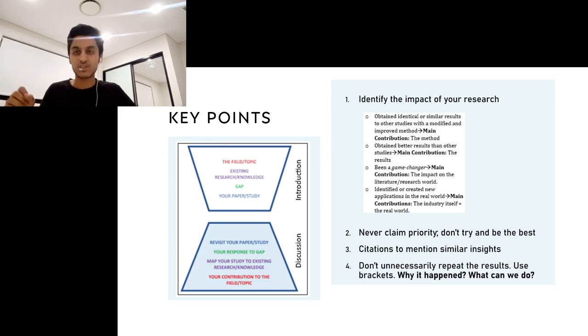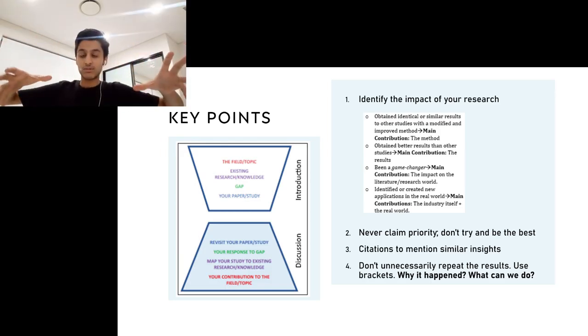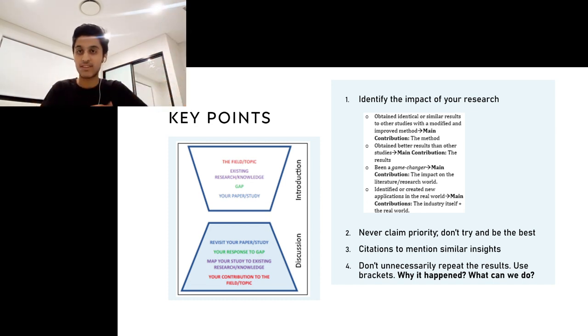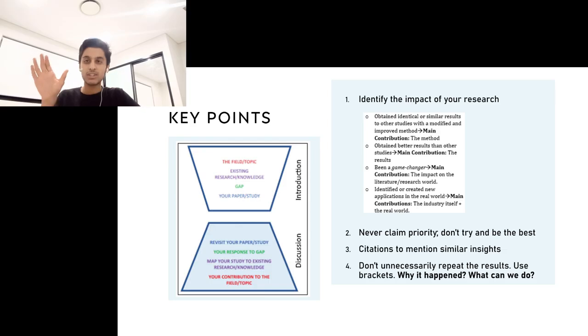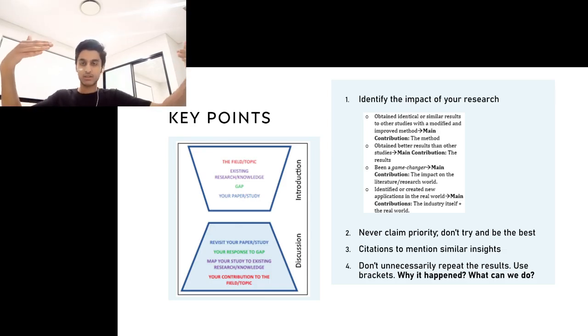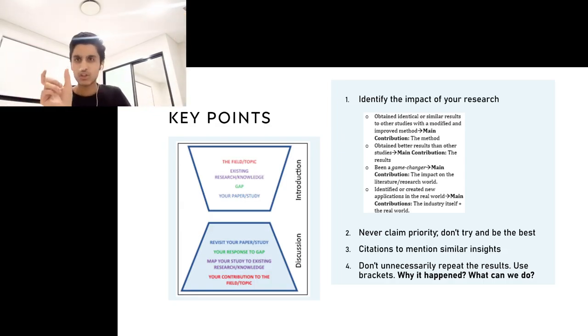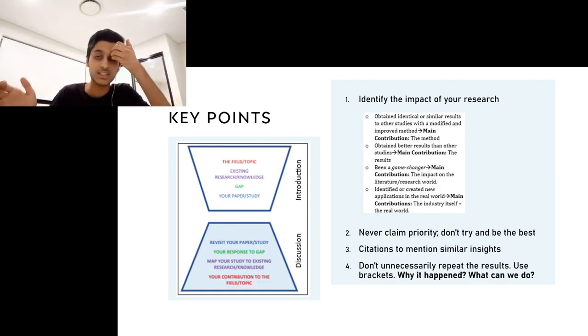Okay, citations to mention similar insights. When you're talking about discussions, right, you're providing insights on the results. So you're talking about what the results have to offer and what we can learn from them. And in most cases, other people have probably gotten similar results, not exactly point results, like, oh, this increased by 2.5%, and the other result says, oh yes, this increased by 2.5% as well. Not those specific kind of results, although that depends on the nature of the paper. But you could say a similar proportional trend was noticed in this paper published this, right?